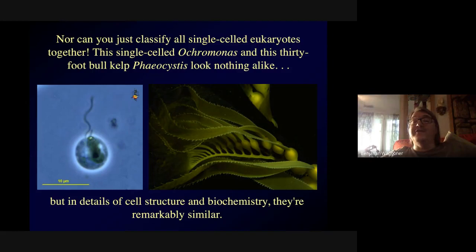On the right, you've got a 30-foot seaweed called bull kelp, genus Phaeocystus. There's lots of this off the coast of Central California, for example, and they don't look anything alike. Ochromonus is microscopic, and Phaeocystus is a 30-foot seaweed. But it turns out that in details of what the cells look like, in details of biochemistry, and in things like what pigments they use to photosynthesize, they are remarkably similar to each other. Huh, that's odd.